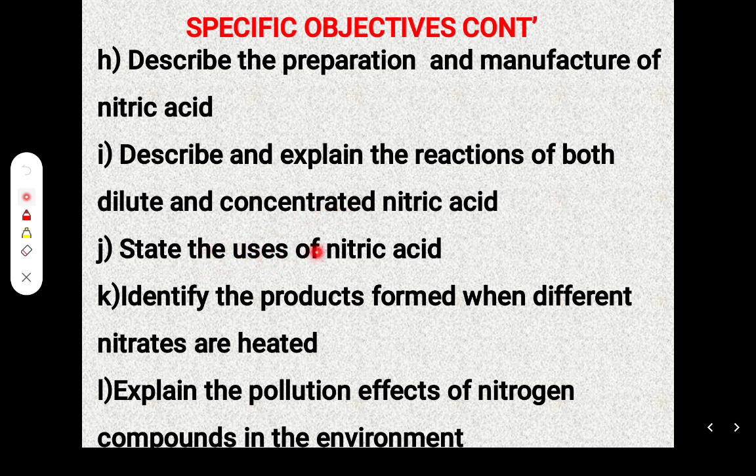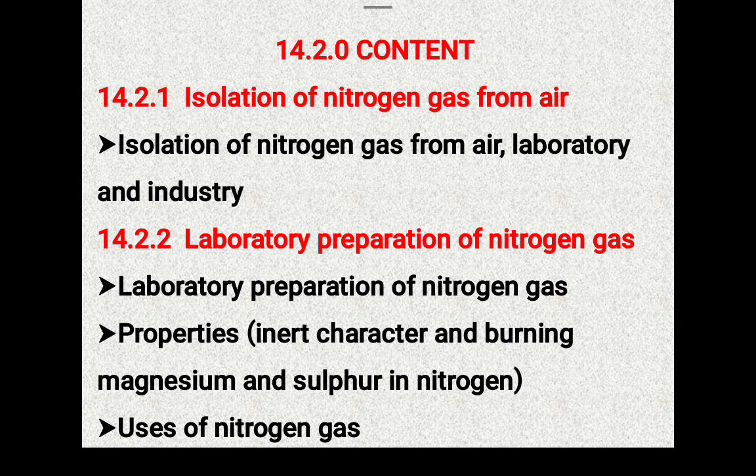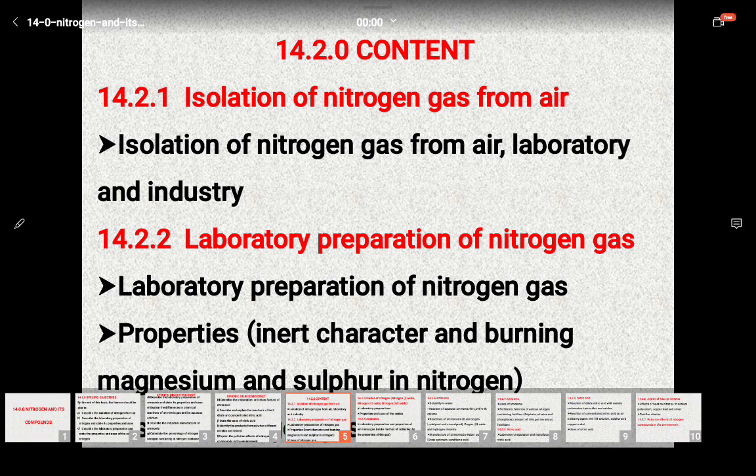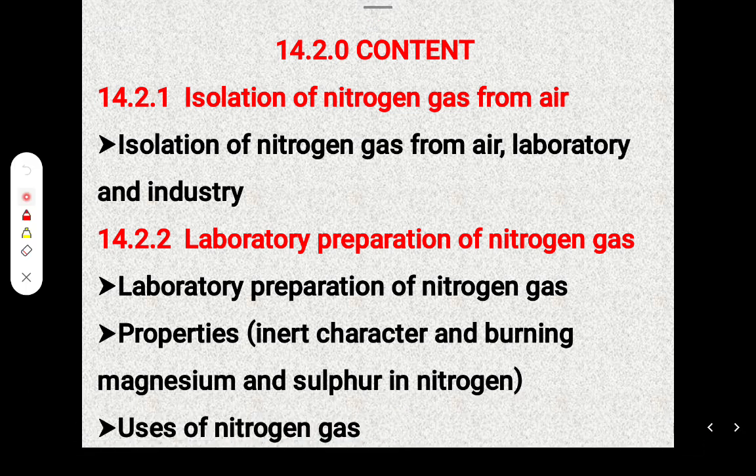State the uses of nitric acid. Identify the products formed when the different nitrates are heated. Explain the pollution effects of nitrogen compounds in the environment. So those are the objectives which we needed to achieve in this topic. We shall go in the order of the objectives.